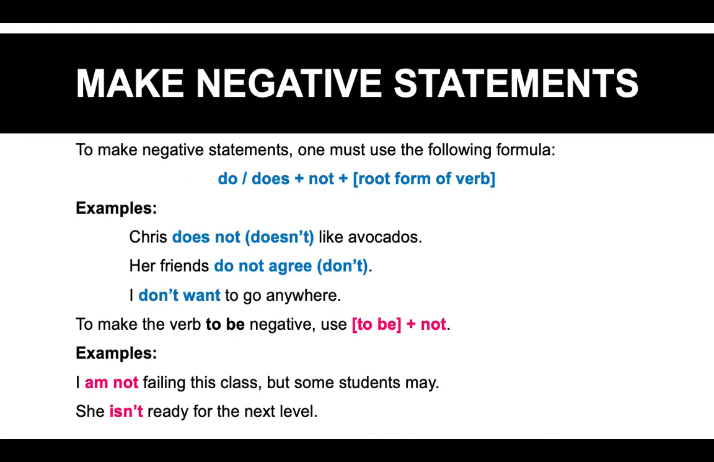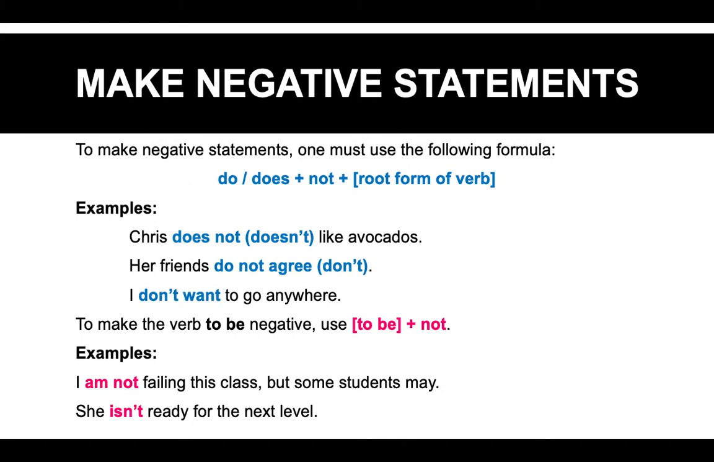Look at these examples. Chris does not like avocados, or Chris doesn't like avocados. Her friends do not agree. Her friends don't agree. I do not want to go anywhere. I don't want to go anywhere.